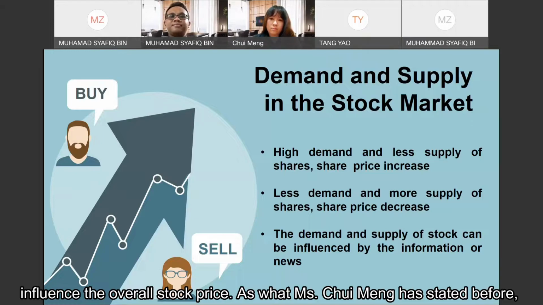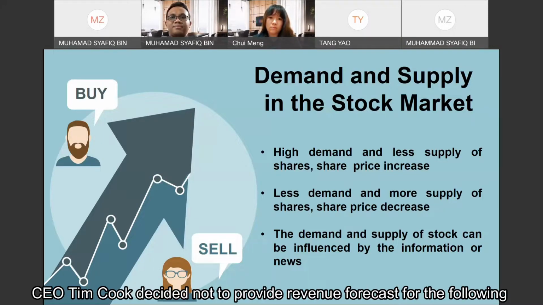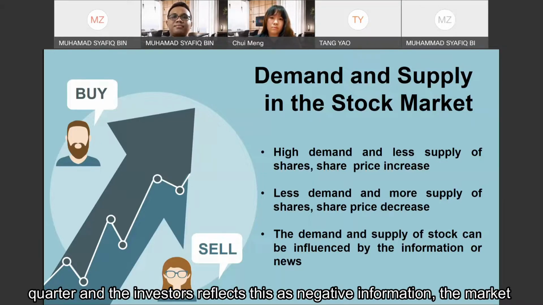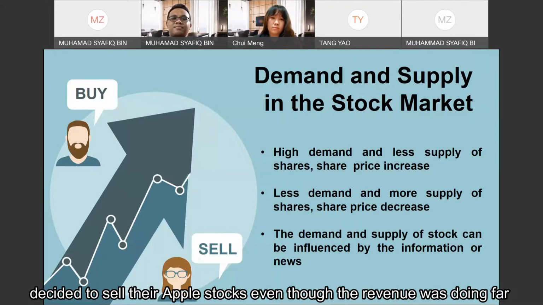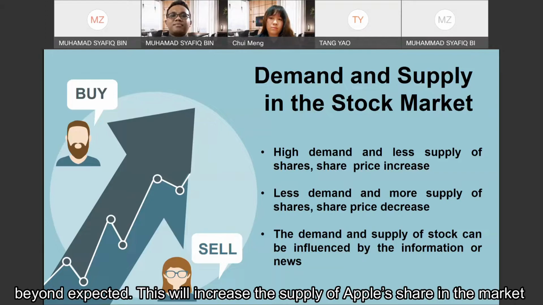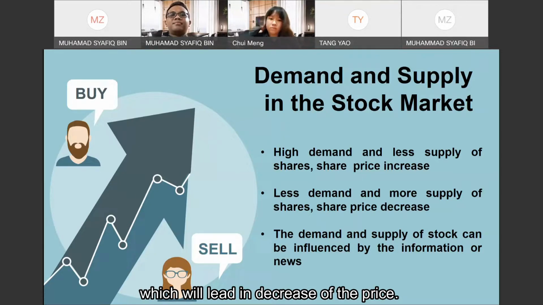As what Ms. Tremi has stated before, CEO Tim Cook decided not to provide the revenue forecast for the following quarter, and the investors reflect this as negative information. The market decided to sell their Apple stocks even though the revenue was doing far beyond expected. This will increase the supply of Apple share in the market, which will lead to a decrease of the price.